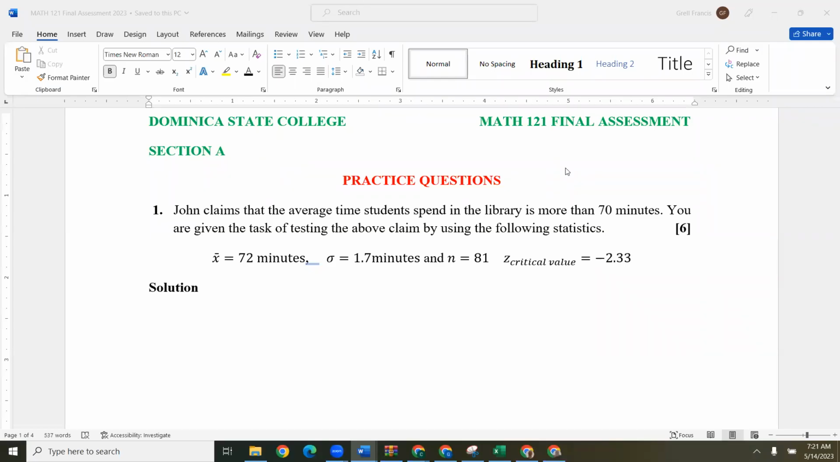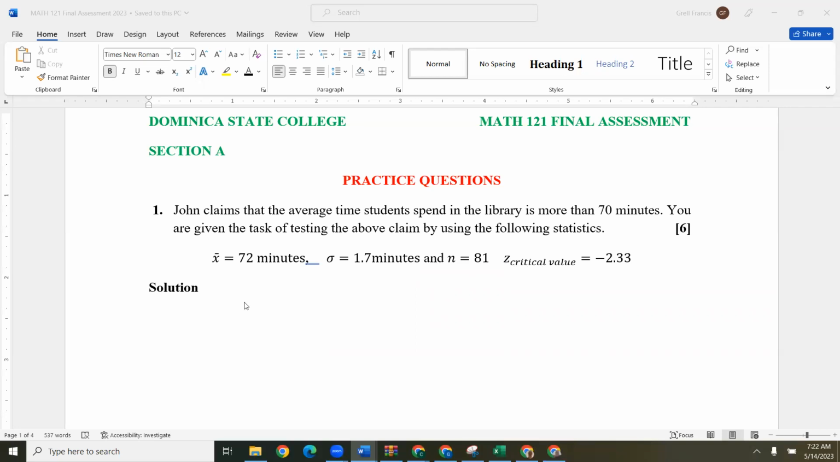Dominica State College Math 1-to-1 Final Assessment, Section A, Practice Questions. It says, John claims that the average time students spend in the library is more than 70 minutes. You are given the task of testing the above claim by using the following statistics. You have a sample mean of 72 minutes, a standard deviation of 1.7 minutes, a sample size of 81, and a z-critical value of negative 2.33.